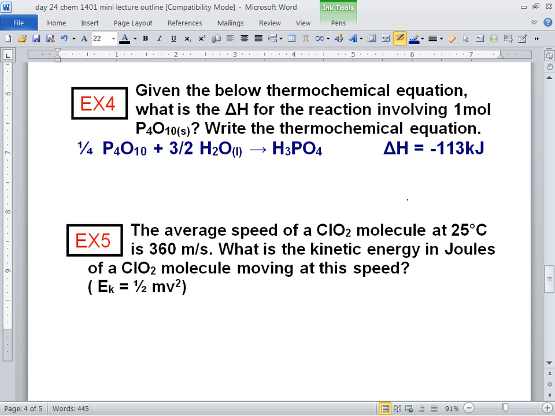Try 4. Given the below thermochemical equation, what is delta H for the reaction involving 1 mole of tetraphosphorus decoxide? Write the thermochemical equation.